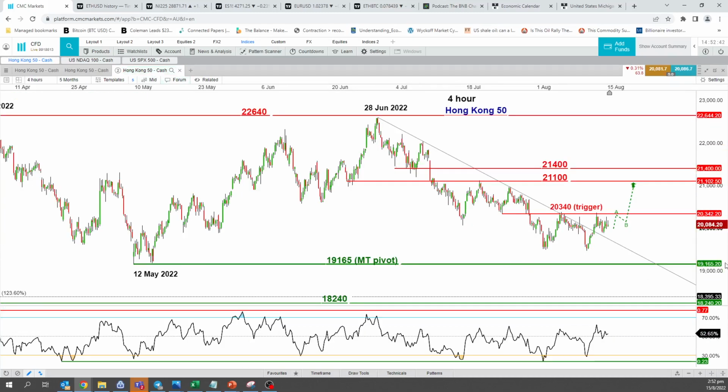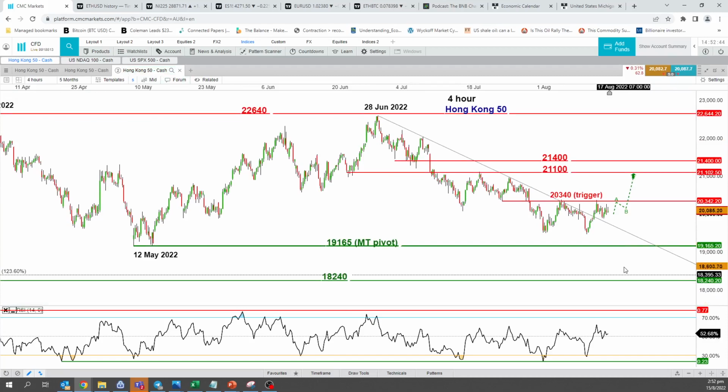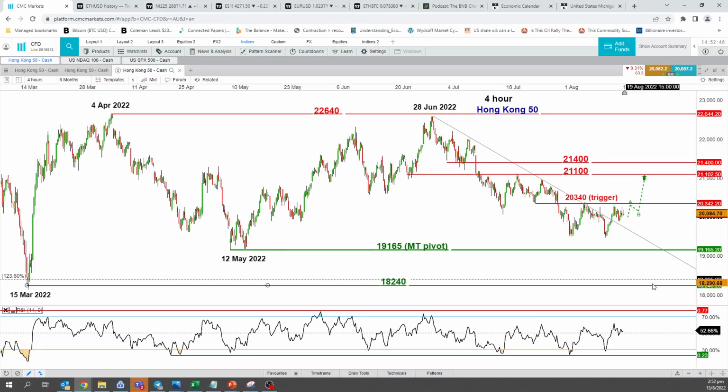But definitely, if there is a 4-hour close below 19,165, then we should start to see a deeper slide to invalidate this bullish bias and retest the 15th of March 2022 swing low area at 18,240.